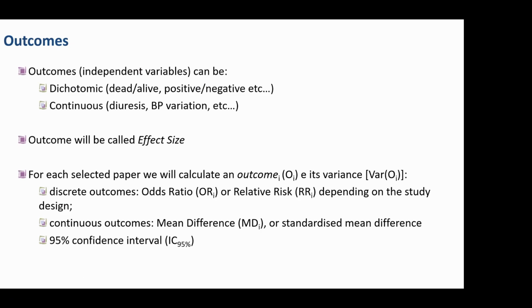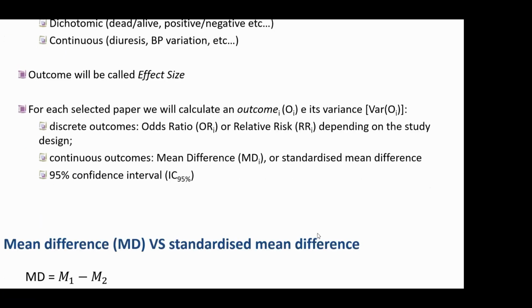I've already said this, there are two kinds of outcomes. Dichotomic means discrete: dead or alive, positive, negative, with disease, without disease. Continuous is, for example, surgical time. Diuresis means how much urine is expelled. Blood pressure variation, so you can understand the difference. Depending on whether it's dichotomic or continuous, you have to use different measures. For discrete outcomes, you can use odds ratio or relative risk. These are the main two. For continuous outcomes, you use mean difference or standardized mean difference.